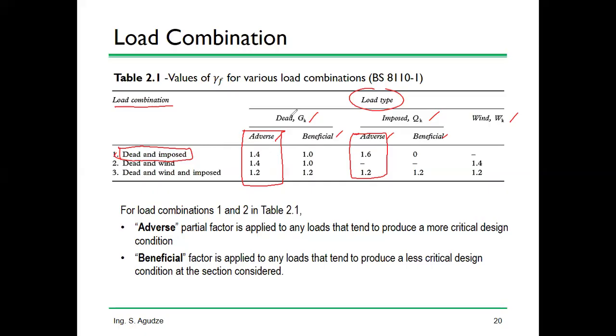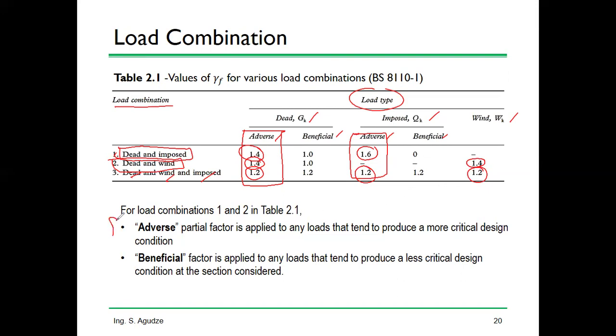It means the dead load must be multiplied by a factor of 1.4 and imposed load must be multiplied by 1.6, right? If we are saying dead load and wind load will be acting together, in that case, the dead load will be multiplied by 1.4 and the wind load will be multiplied by 1.4. If we have dead, wind, and imposed load, all of them acting together at the same time on the structure, dead load should be multiplied by 1.2, imposed load 1.2, and wind load 1.2.